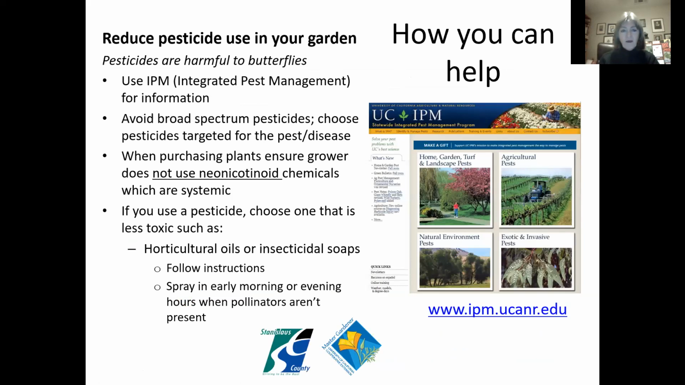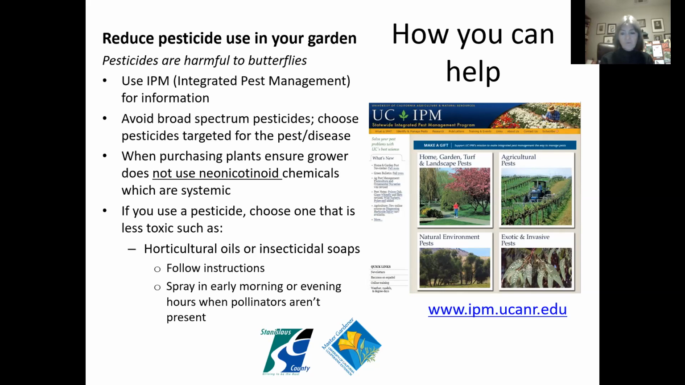Another thing you can do to help for sure is by reducing pesticide use. This is one of the biggest problems in our landscapes, the overuse of pesticides. There are a lot of products you can buy to help with pests that are not as detrimental to the butterflies. The neonicotinoid chemicals are systemic. They'll destroy their nervous system, making it hard for them to fly or to reproduce. So those are things that we should avoid.